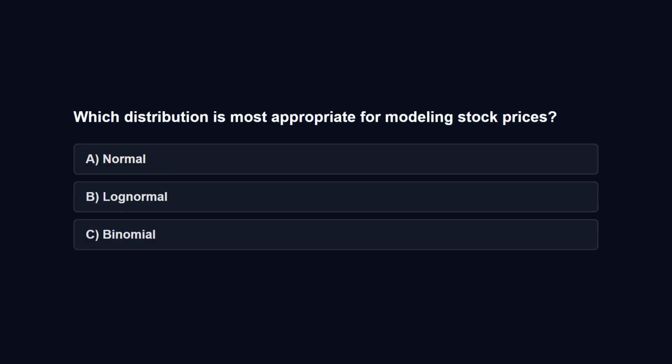Question 2. Which distribution is most appropriate for modeling stock prices? A. Normal, B. Lognormal, C. Binomial. If you chose B, Lognormal, you are correct. Stock prices cannot be negative. The normal distribution allows negative values, so it is inappropriate for prices. The lognormal distribution is bounded below at 0, is right-skewed, and arises naturally when continuously compounded returns are normal.